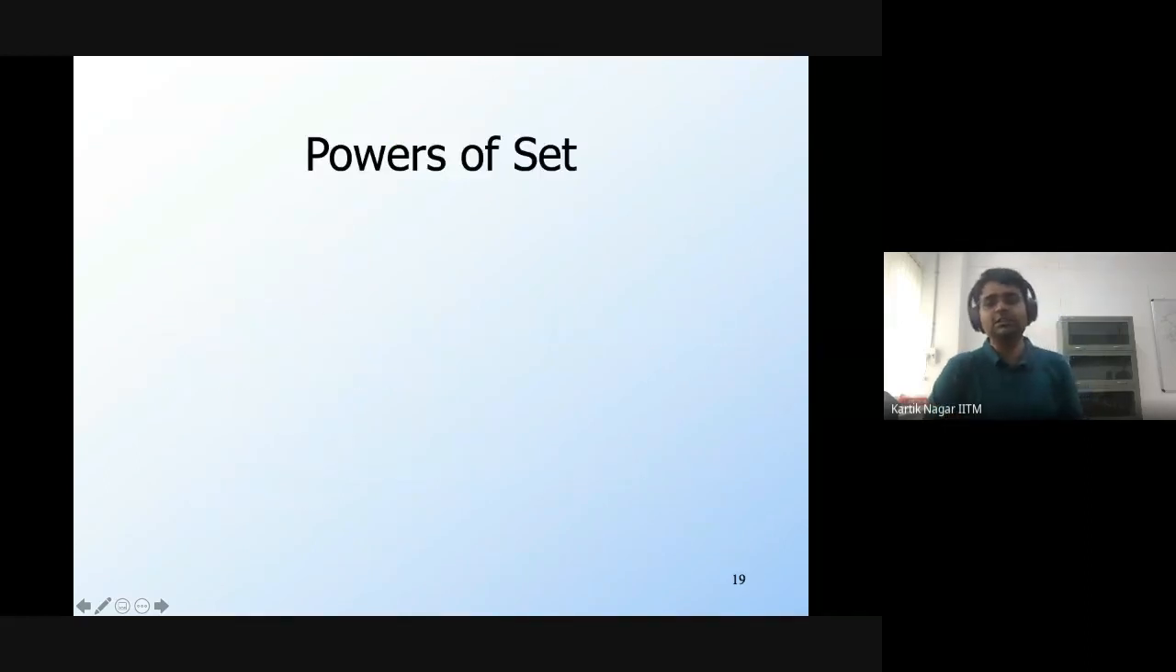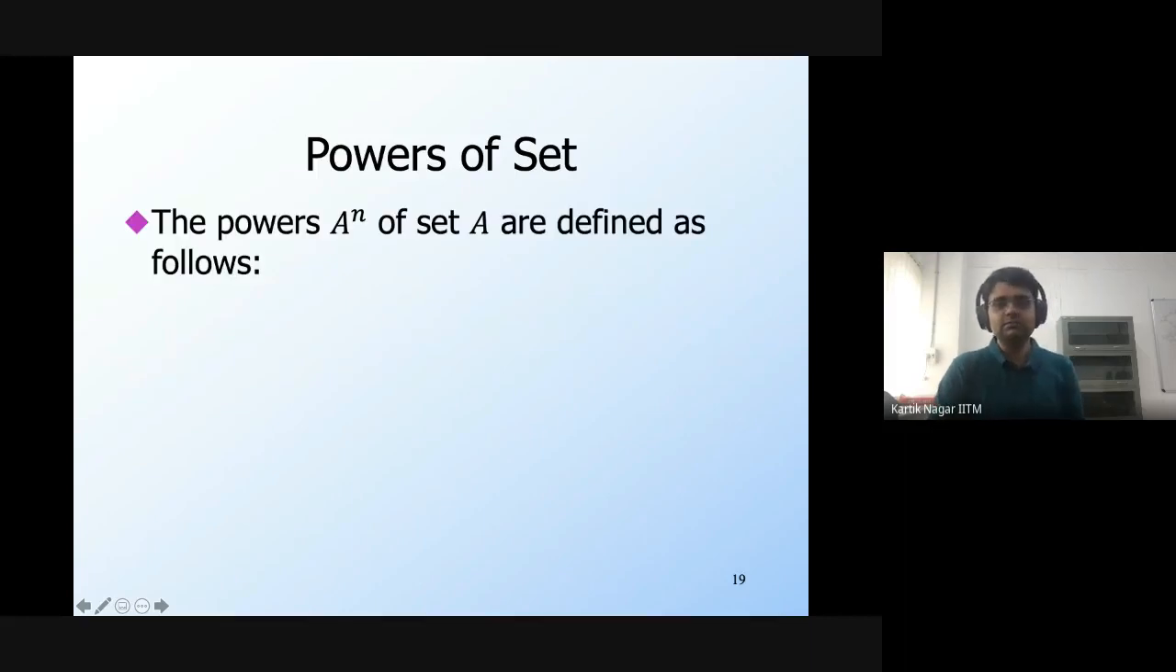So let's look at this notion of powers of a set. We have seen powers of symbols, we have seen powers of strings. So what's the power of a set? This is very similar to what we saw for symbols and strings. If you're given a set A, which is a set of strings, then the powers A^n of this set are defined as follows. A^0 is defined to be the set which contains the empty string, which is epsilon, and A^(n+1) is obtained by concatenating A^n with A.